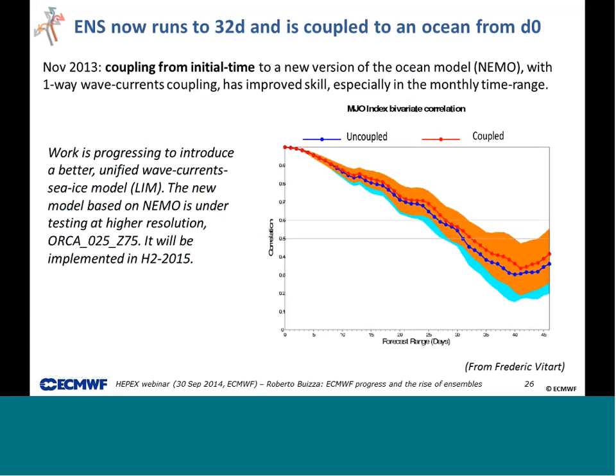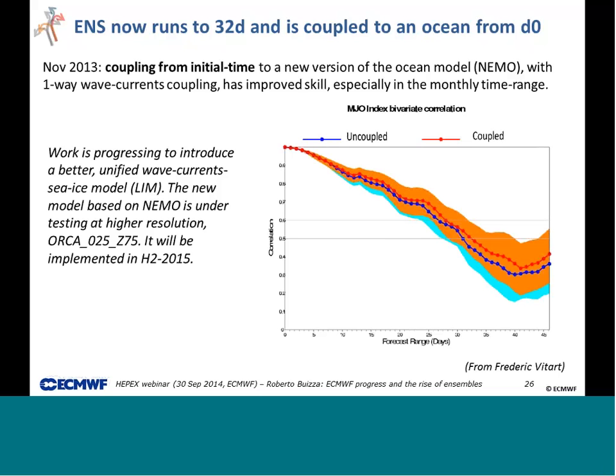The ensemble, I said, runs up to 32 days. How does it perform if we go to the longer time scale? Clearly, over the longer time scale, we cannot pretend to predict precipitation accurately at a single location, but we are able to predict large-scale patterns in a skillful way. For example, organized convection in the tropics, as indicated by the MJO, the Madden-Julian oscillation.